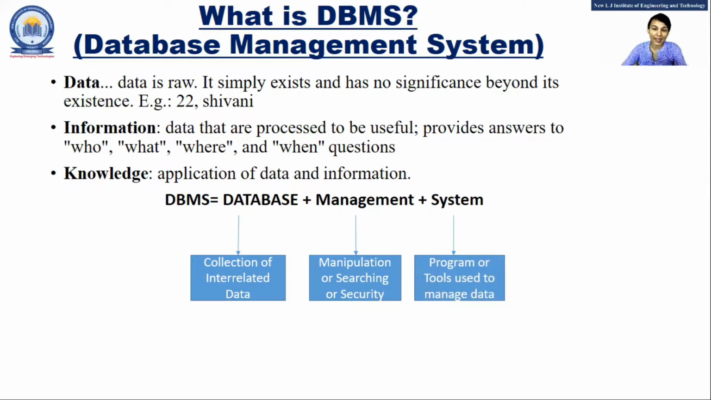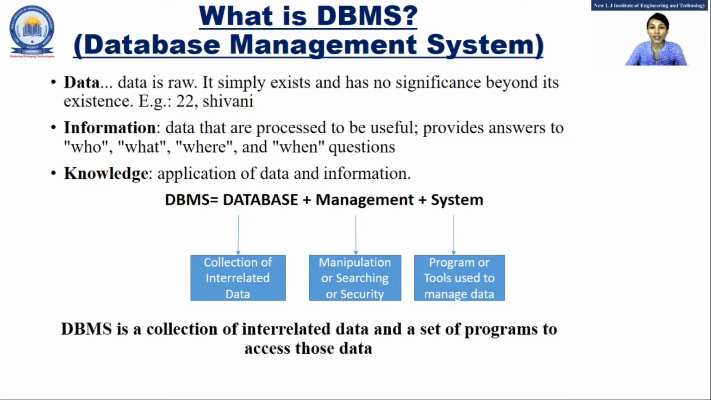So now let's connect all these three. What is a DBMS? DBMS is a collection of interrelated data and a set of programs to access those data. So now we are clear with DBMS. In DBMS, we store data in table format, like row and column format.